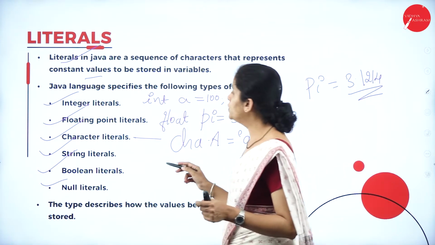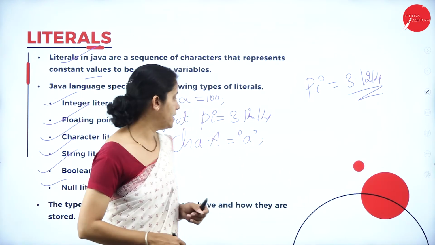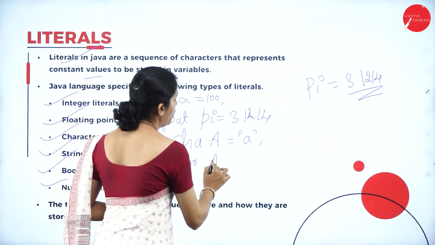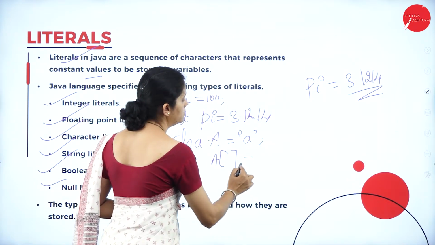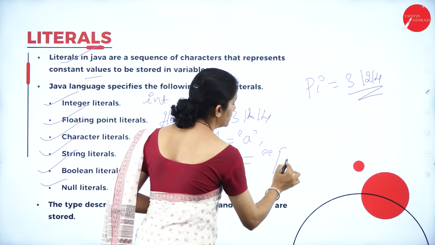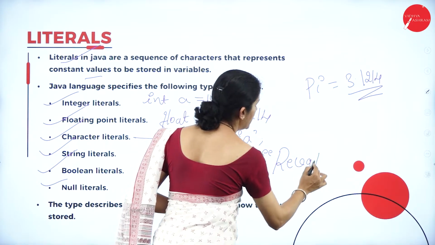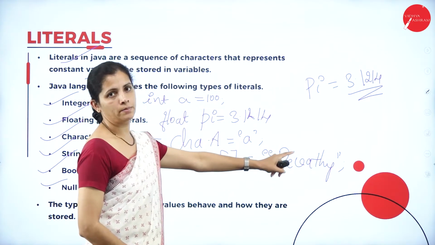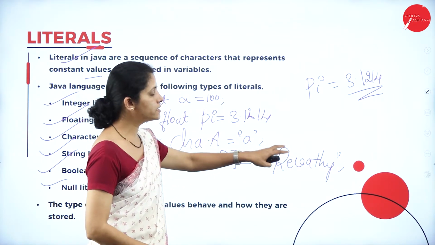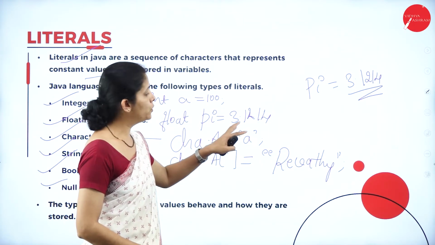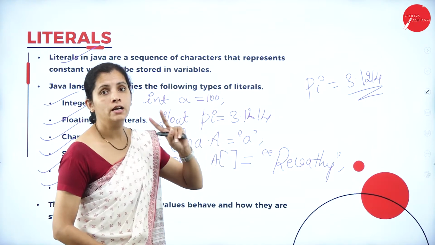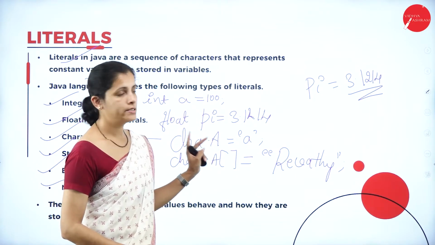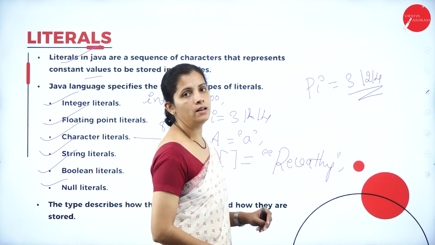Now, if I am going to use string literals, then I create an array of characters and I write the name, that is Revati. So it is nothing but an array of characters. It's nothing but a string. To indicate a string, I'm going to place my name within double quotes. If it is a character, single quote. If it is a string, then within double quotes.